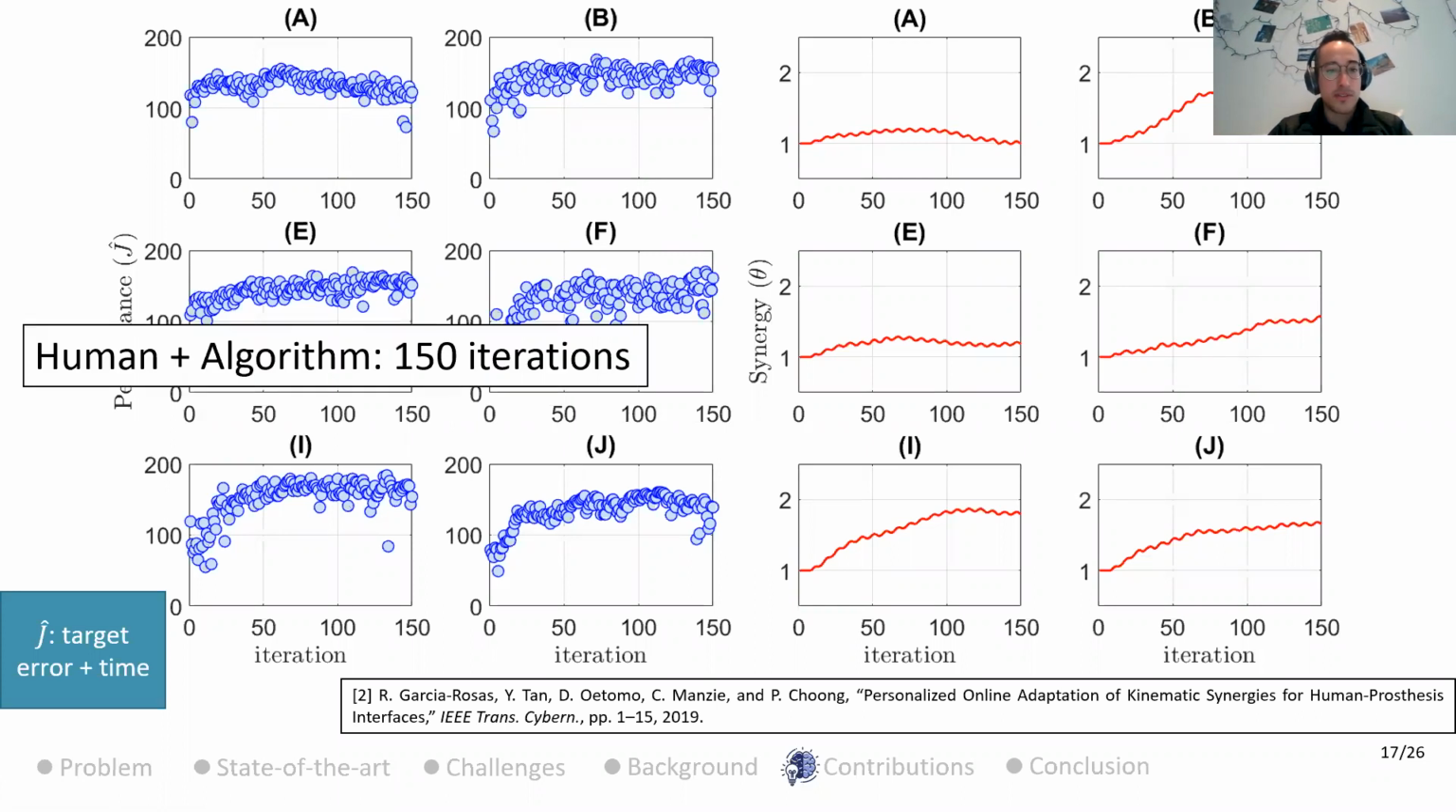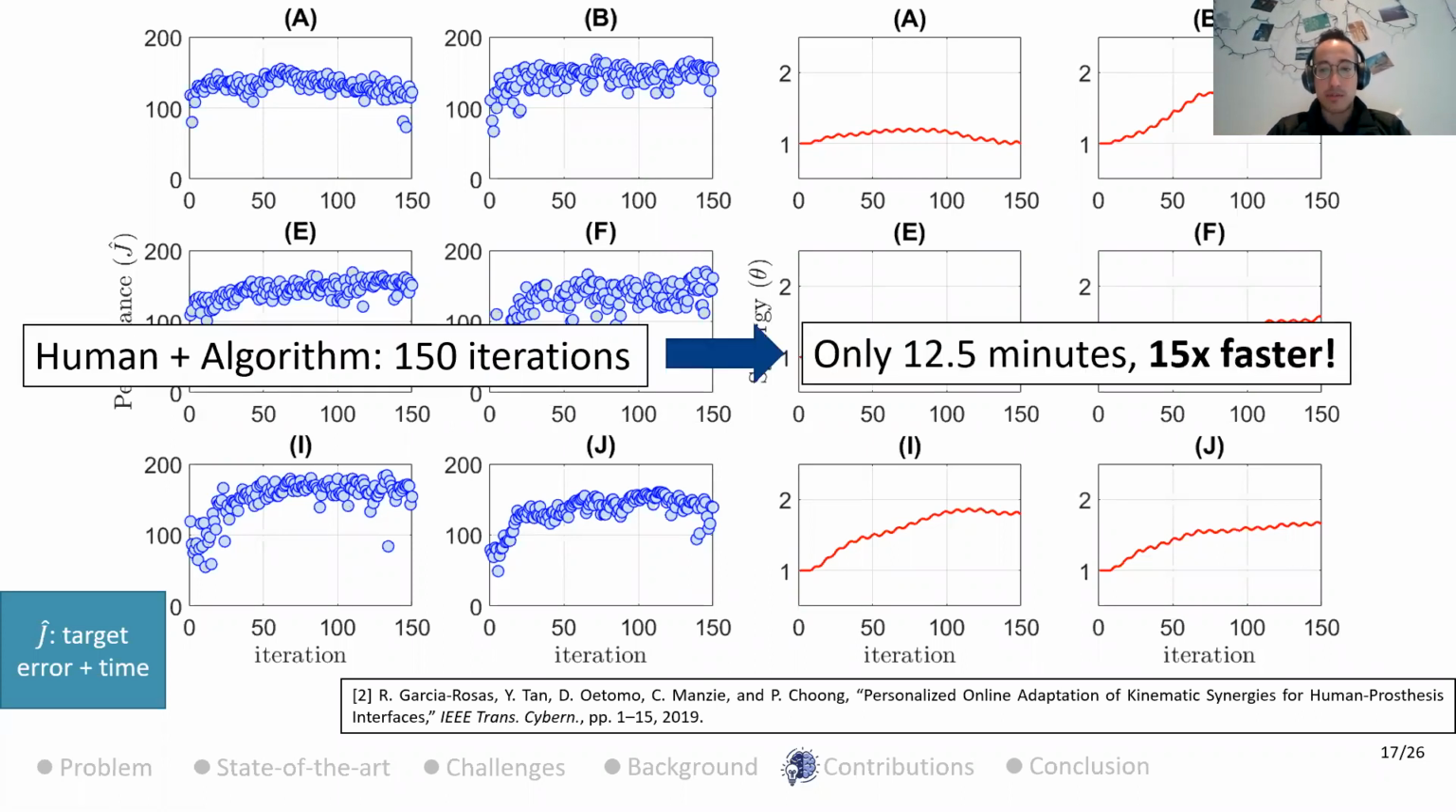Now, translated into more prosthetic-related terms, if we have 150 iterations, that means it would take us about 12.5 minutes to do the personalization of this interface, which is 15 times faster than the previous one, which is quite a big jump. It's quite a significant reduction. So this makes it quite feasible to actually happen within a clinical setting.